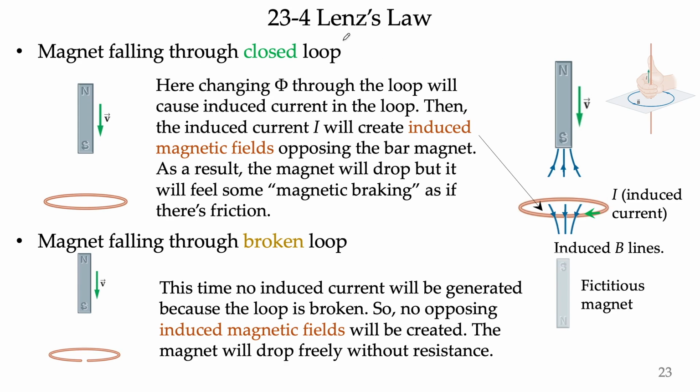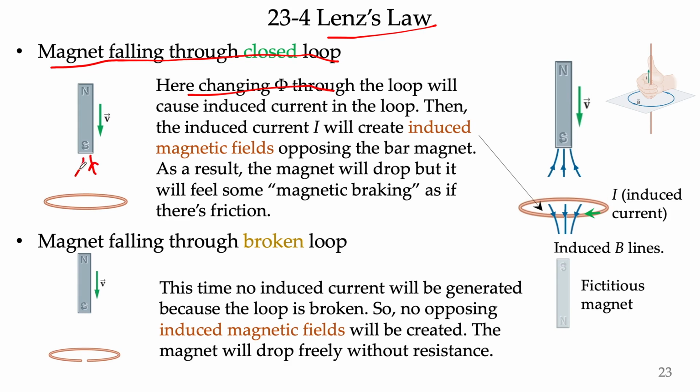Okay, let's continue with Lenz's law. There are a couple more things that I want to tell you. There are interesting examples, for example, a magnet falling through a closed loop. Let's say we have a loop like this. This is a wire, and the magnet is falling through it. So what happens? Here, there is changing flux as the magnet falls, of course. There are some magnetic field lines.